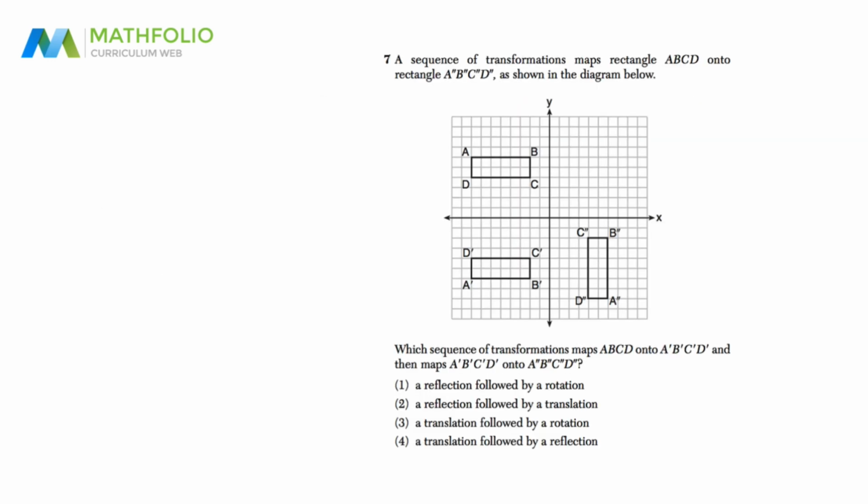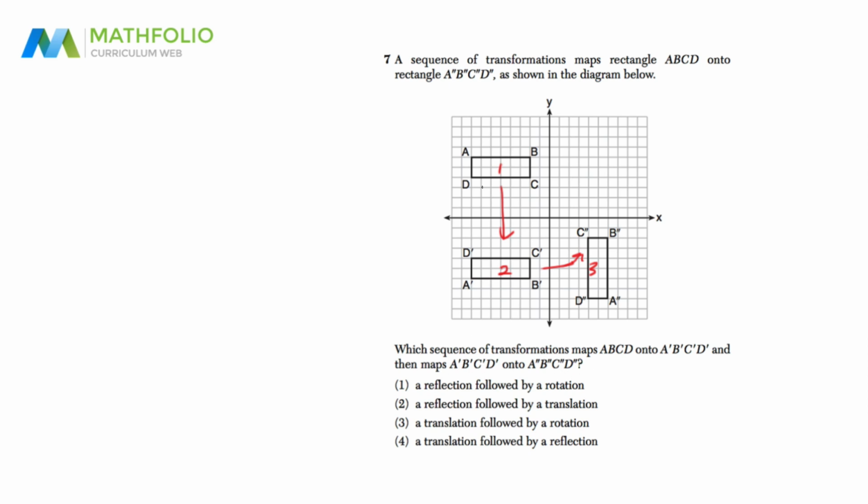Okay, this is question number 7. It's saying a sequence of transformations maps rectangle ABCD onto A'' B'' C'' D''. So this somehow moves down here, and then this somehow moves over here, and it looks like there's some turning of this shape as well. So we need to take a look at this order, 1 to 2 to 3. It says which sequence of transformations maps ABCD onto A' B' C' D', and then also those primes onto the double primes.